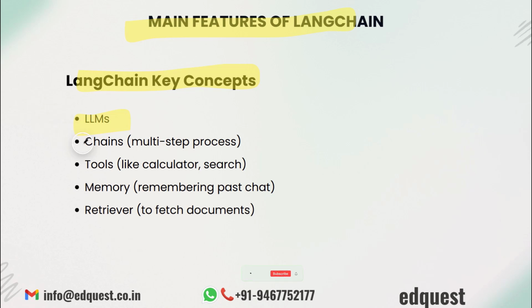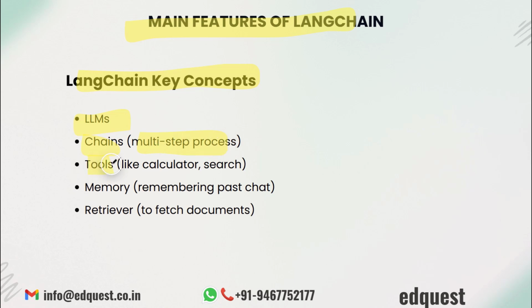Then we have chains. Chains are sequences of steps like a recipe to get your final results. For example, say you want to summarize a document and send a response. That's not just one prompt, it is a chain. Load a doc, split it into chunks, send each chunk to the LLM, summarize, generate final response. LangChain helps you build these multi-step workflows cleanly.